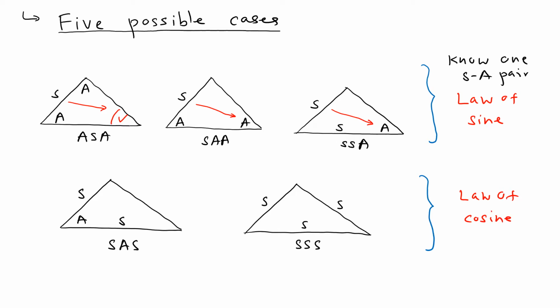That's the difference between the two. When you know a side-angle pair, or you can make one, you can use the law of sines. And when you cannot come up with a side-angle pair, we can use the law of cosines. So let's discuss the sine law now.